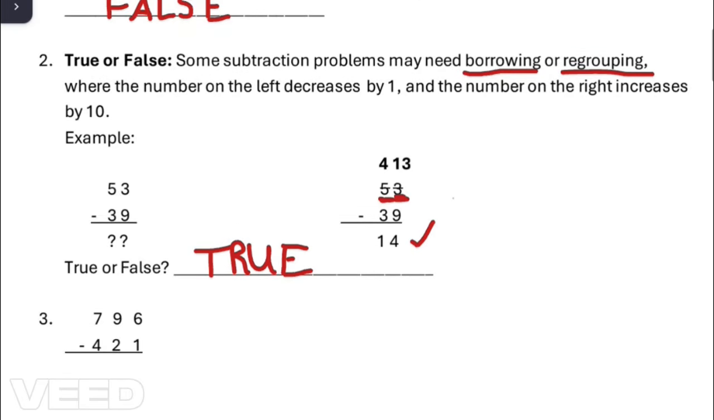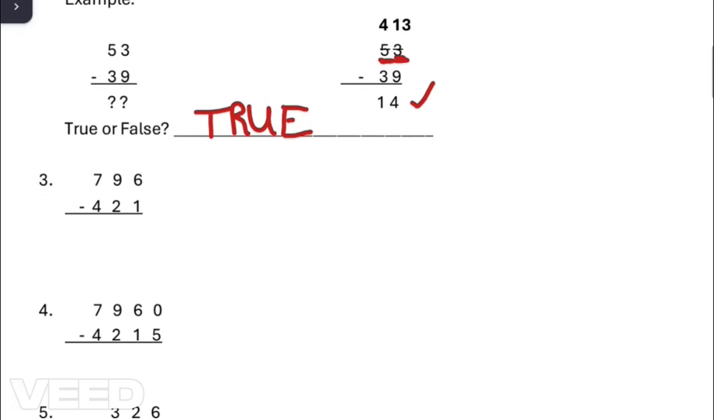Let's look at problem number 3, class. Again, this is a subtraction problem. Class, 6 take away 1. 6 minus 1. 6 subtracted by 1 is what number? Very good. It is 5. No borrowing or regrouping needed there.